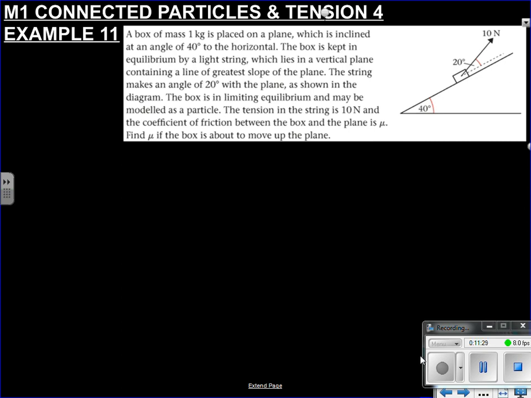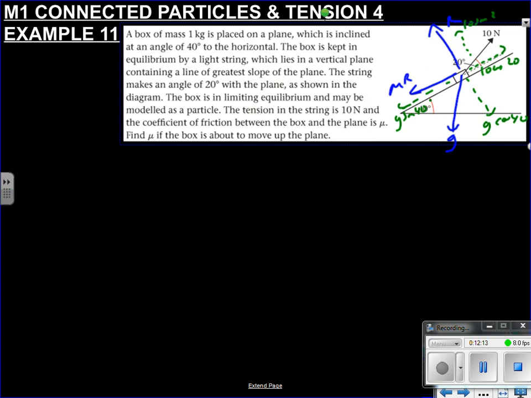So it's about to move up the plane, it's in limiting equilibrium, so friction must be opposing it. So straight away, mu R. Let's get our R in there. Let's get our mass in there, and our weight, so that's g. Anything else we need? Yep, like always, it's always the same. So this is going to be g cos 40 and g sine 40. That's good. And now we've got our 10 newtons to split up as well. So this is our 10 cos 20 and also upwards 10 sine 20.